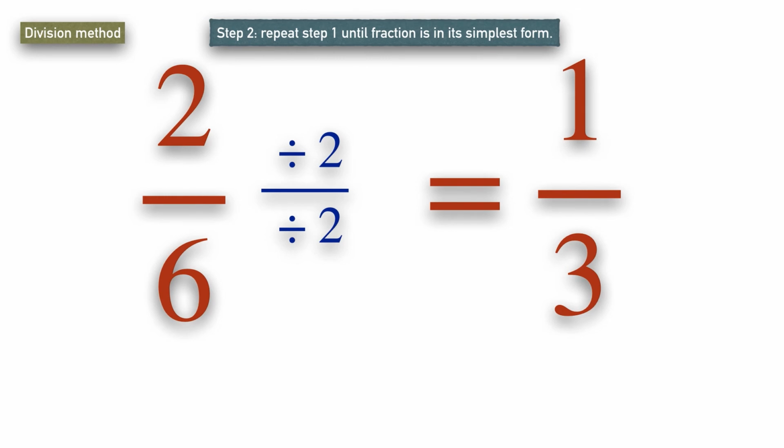But 2/6 is still not in its simplest form yet. 2 can divide both 2 and 6 one more time to give you 1/3. Now the fraction is in its simplest form as nothing else divides 1 and 3 exactly.